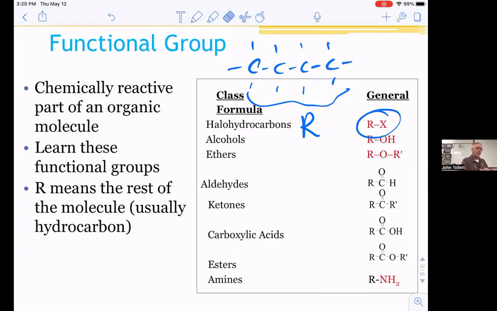In this first group, it's going to be halohydrocarbons. Halohydrocarbons are going to have halogens attached to them. Alcohols have a hydroxyl group. Then ethers, aldehydes, ketones, and carboxylic acids will all have double bond oxygens, with maybe an alcohol group as well. And then esters are kind of a mix of carboxylic acids and alcohols. And then we'll finally talk about amines. We'll go through each one of these steps.